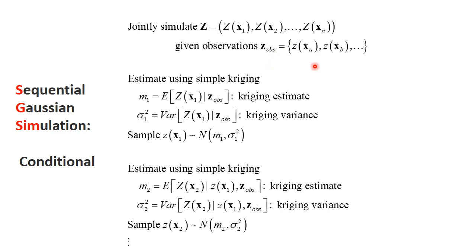when we have observations. In that case, it doesn't change. It's just that in the first step, we no longer draw from the univariate Gaussian, but we already constrain to the observations that we have. So the first one is just the kriging estimate. We get a conditional expectation, we get a conditional variance, and we draw from this distribution, and then we go on.